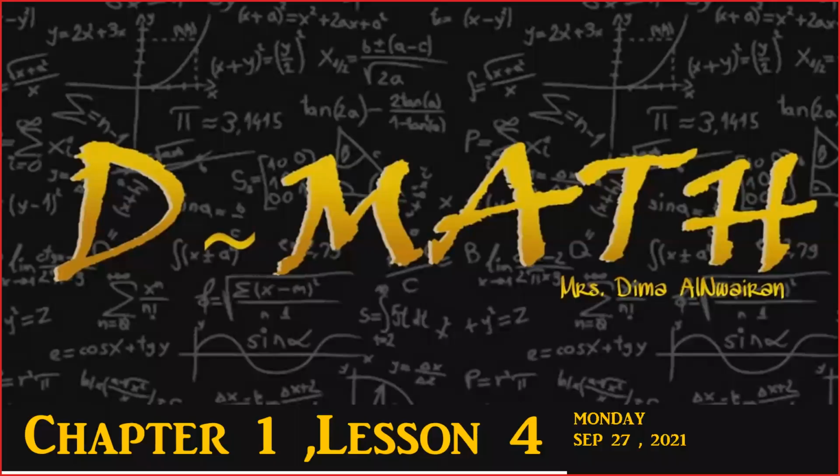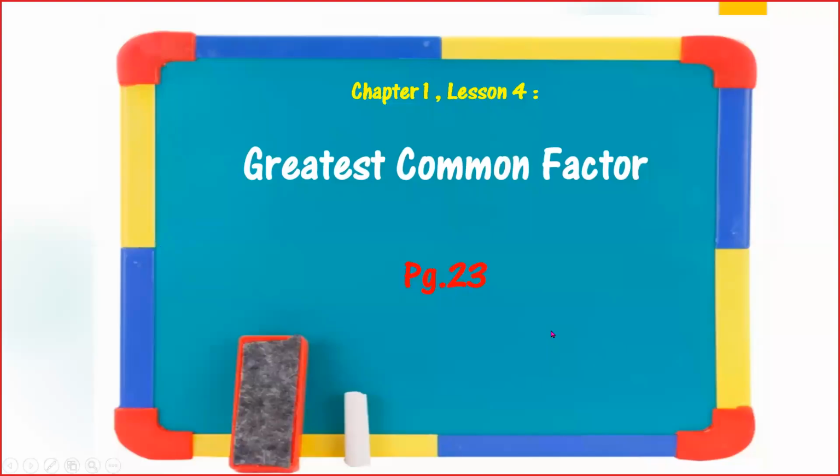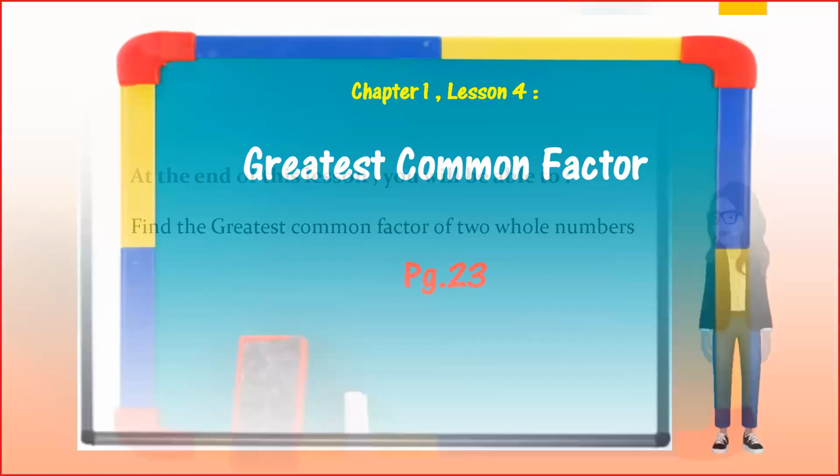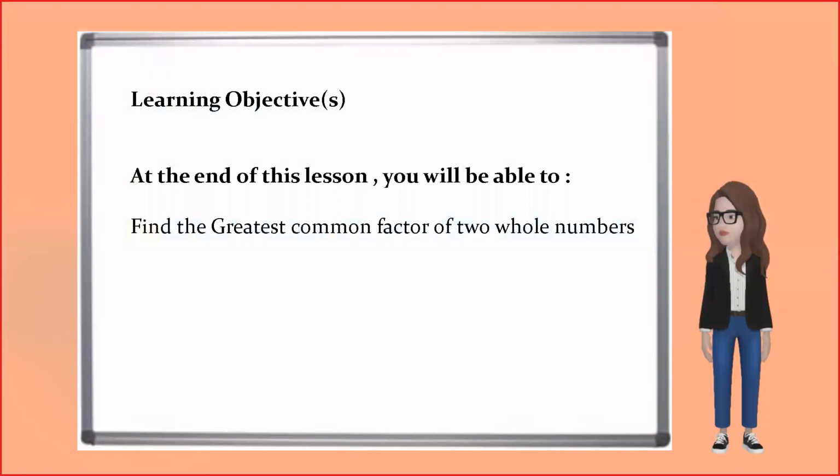Now, let's start with lesson 4, which is about greatest common factor. Least common multiple is written as LCM. Greatest common factor is written as GCF. So now, all of you, please first open your book, page 23, in order to start our lesson.